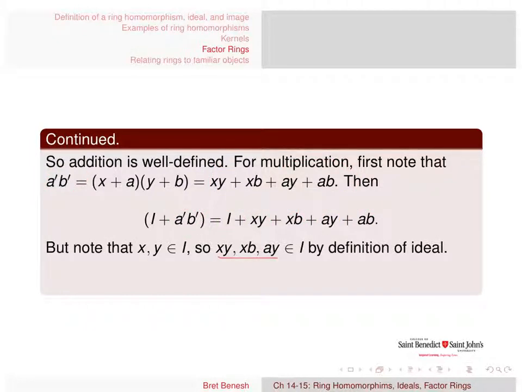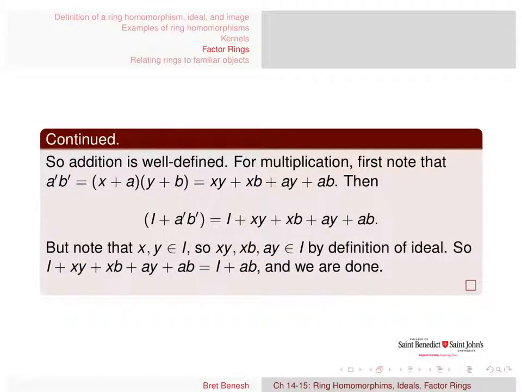Absorption property is what we're saying there. We're done. So all this gets sucked into the I, and we're just left with AB. Or a better way of saying that is I, right? We're just thinking about cosets. If you understand cosets for groups, this is just an element of I.